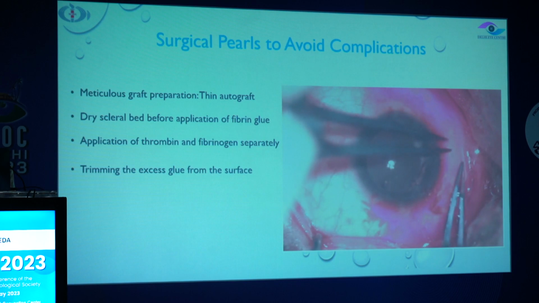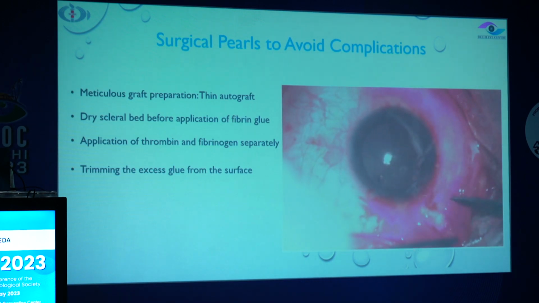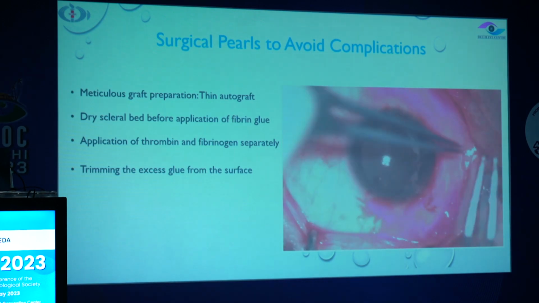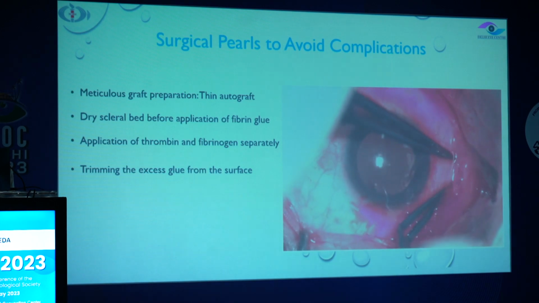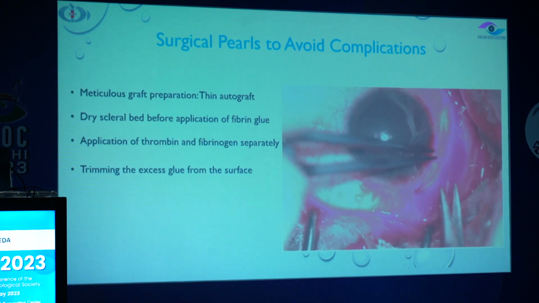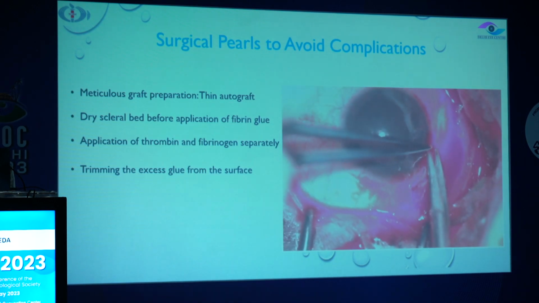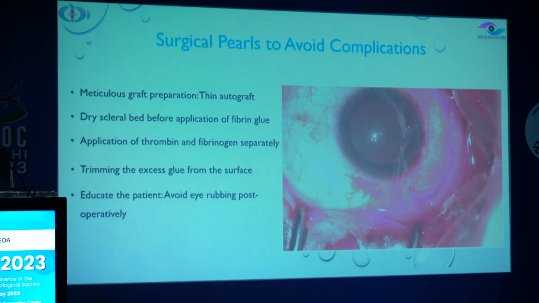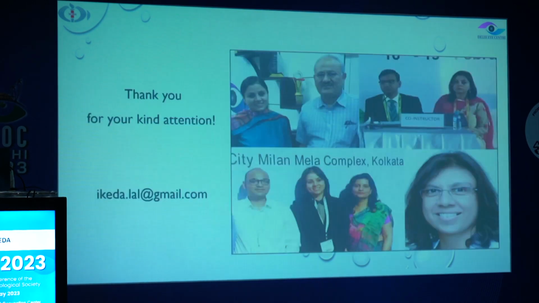Equally important is trimming the excess glue from the surface at the end of the surgery, because often it clumps up on the ocular surface, and if we try to pull instead of trimming, we might dislodge the graft. Equally important, before we remove the speculum, make sure that there is no glue stuck to the speculum, and educate our patients to avoid eye rubbing post-operatively.